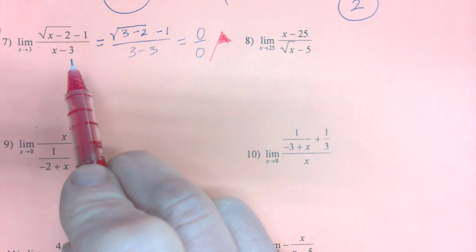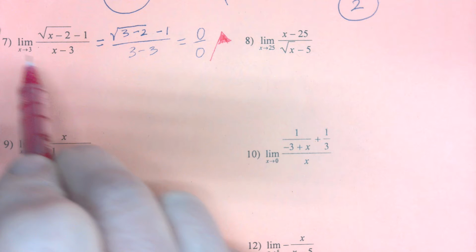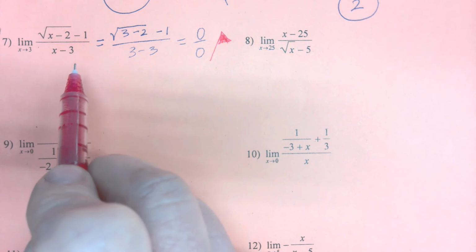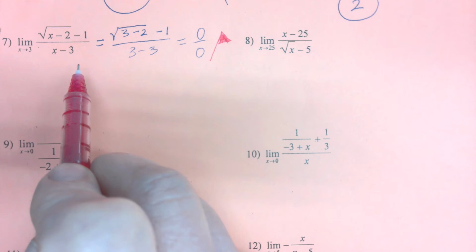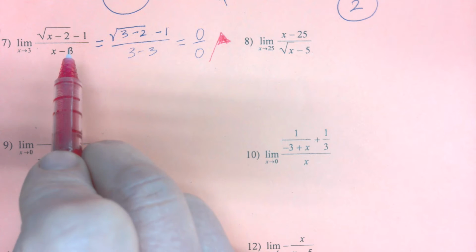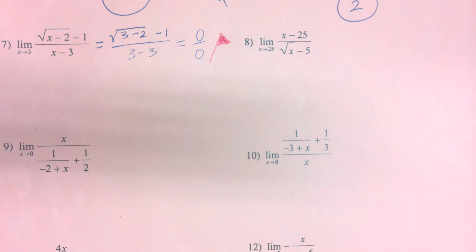The first way I try to do it is to factor, but I don't know how to factor this. So my other way to do it is to use the conjugate. Do you guys remember the conjugate? Does that ring a bell? Talking about how we use the concept of a difference of squares.